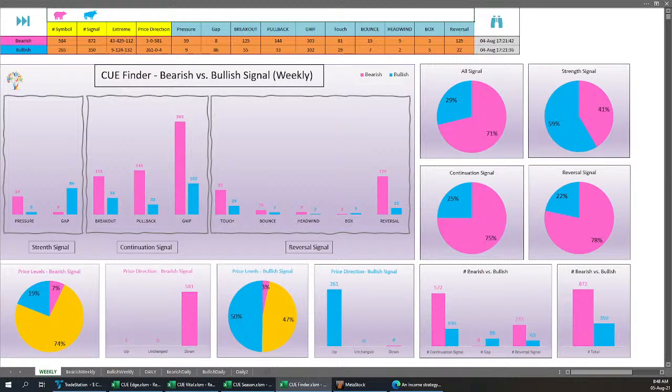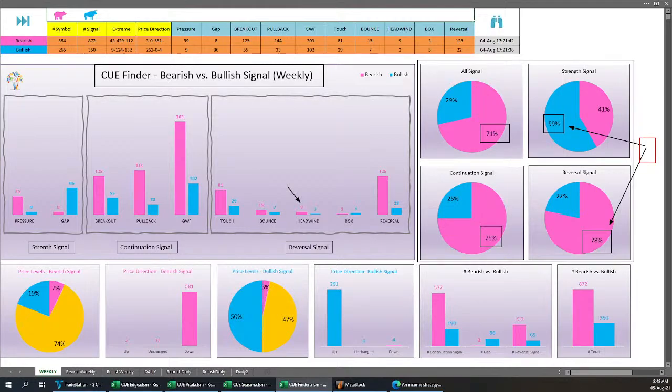First, the weekly finder, very clearly bearish now. 71% of all signals are bearish. Strength signals are bullish, but as I mentioned many times, bullish strength associated with bearish reversal, together they become bearish. Trend continuation signals are also bearish. There is no alert from the weekly bearish headwinds. It is not at the 2% level. But in any case, the overall technical breadth for the weekly period is bearish.